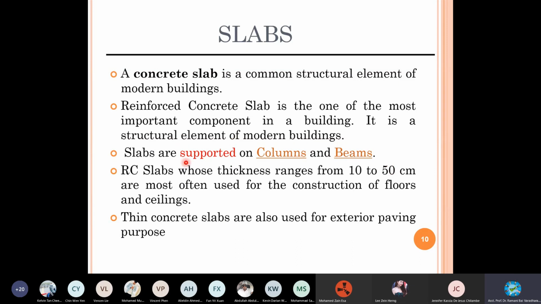RCC slabs have a thickness ranging from 10 to 50 centimeter. Generally speaking, they will design for 10 to 15 centimeter. If it is more than that, then you have to provide more columns in between, right? But generally it will go up to 10 to 50 centimeter. Can you imagine about a foot, 1.5 feet maximum.